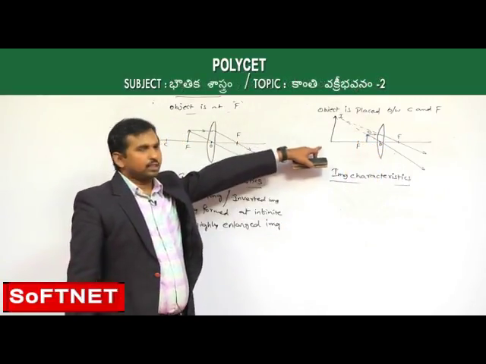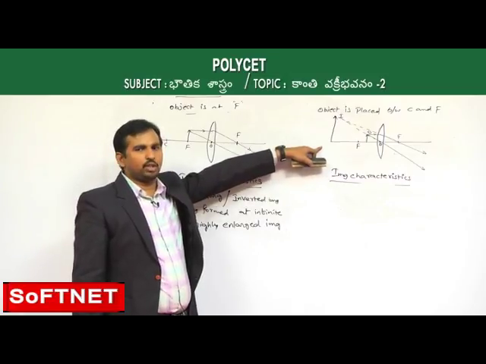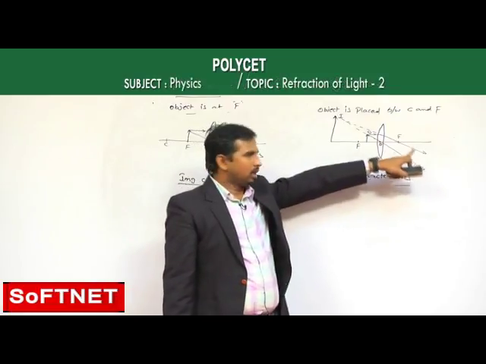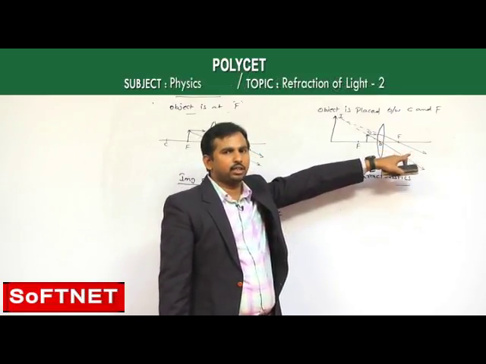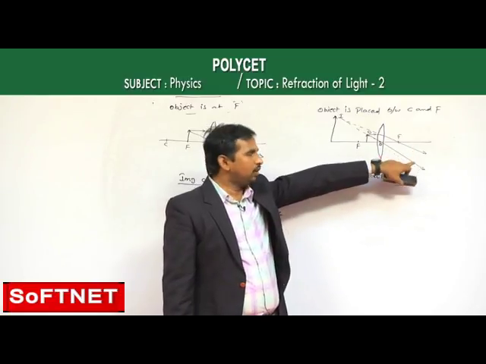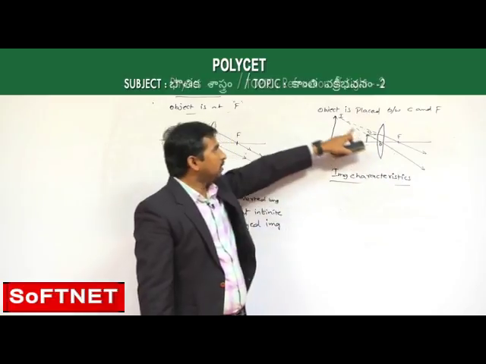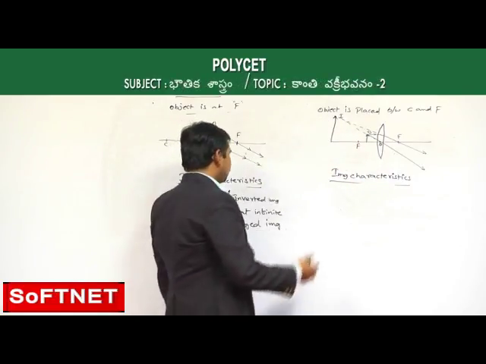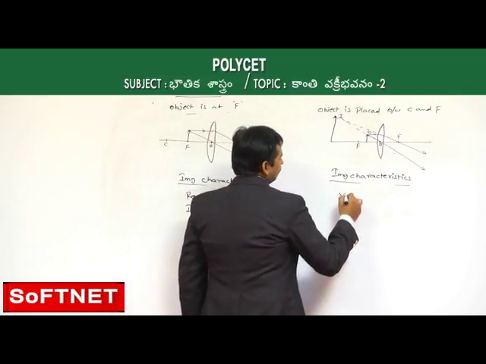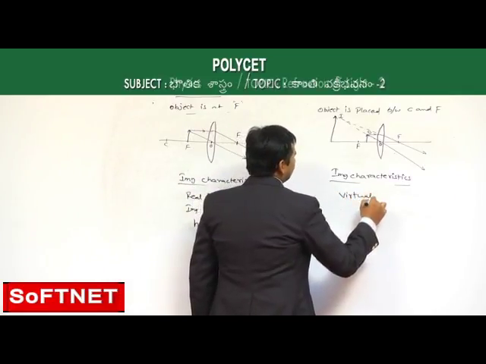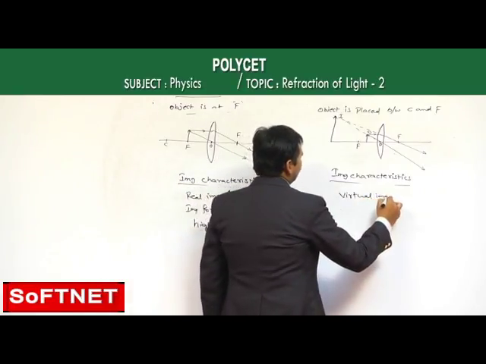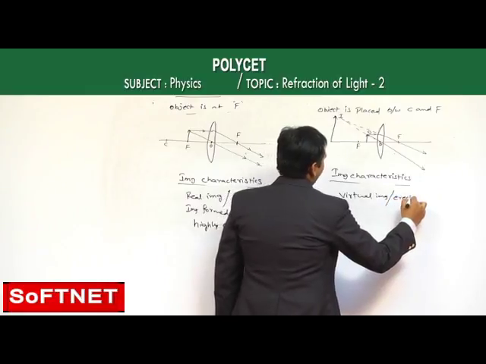So for the first time here, the convex lens is forming a virtual image, because the light rays are not really meeting at a point. After refraction, both the refracted rays are going away from each other. So the light rays appear to meet at a point on the same side. That's why this is not a real image. This is taken as a virtual image, and not only that, all virtual images are erect images.